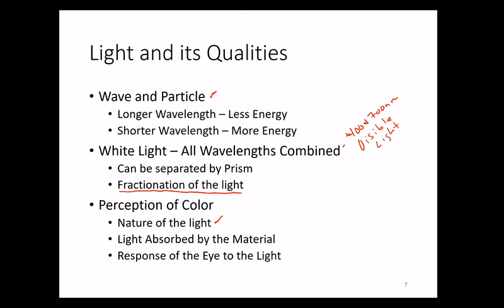Second, how the light is absorbed by the material. Again, this is getting back to the point that there has to be a certain amount of energy to absorb the light energy. If there's too much or too little, that light's actually reflected off and will be perceived by us. And the last thing is how our eyes themselves respond to the light. So we're going to take a little closer look at each of these three.